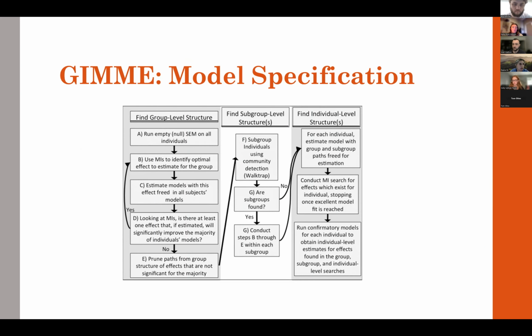Okay. Let's take a pause there for any questions on the conceptual background for GIMME, why we're doing it, how it's working, different stages of it.